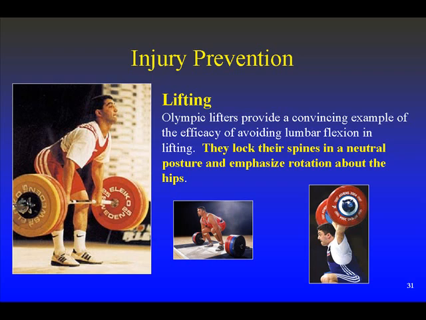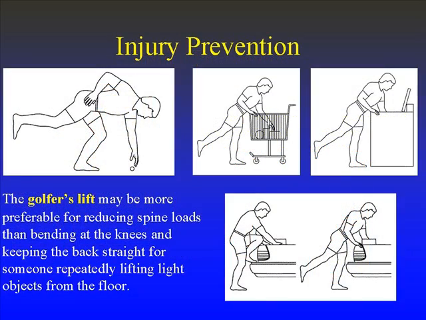Olympic weightlifters provide a convincing example of the efficacy of avoiding bending with their backs while they are lifting. They lock their spines and emphasize bending with their hips and not their backs. The golfer's lift may be more preferable for reducing spine loads than bending at the knees and keeping the back straight for someone repeatedly lifting light objects from the floor. As you can see, here are a few examples.